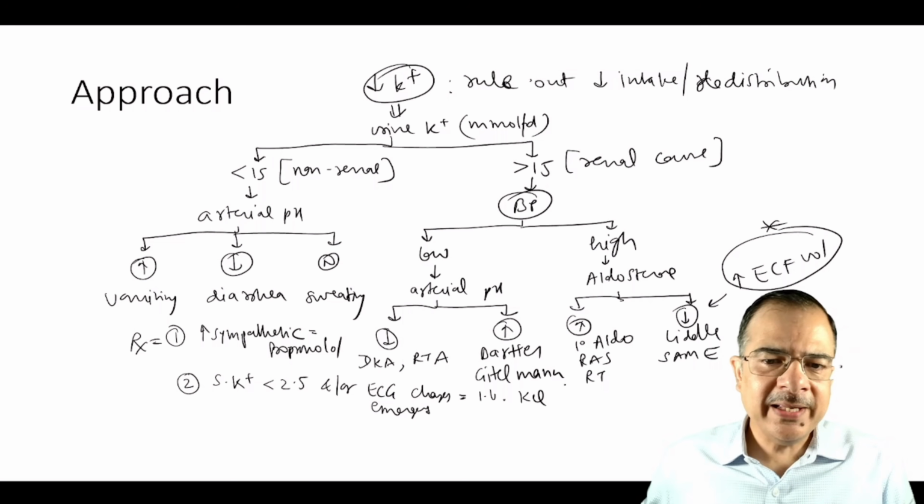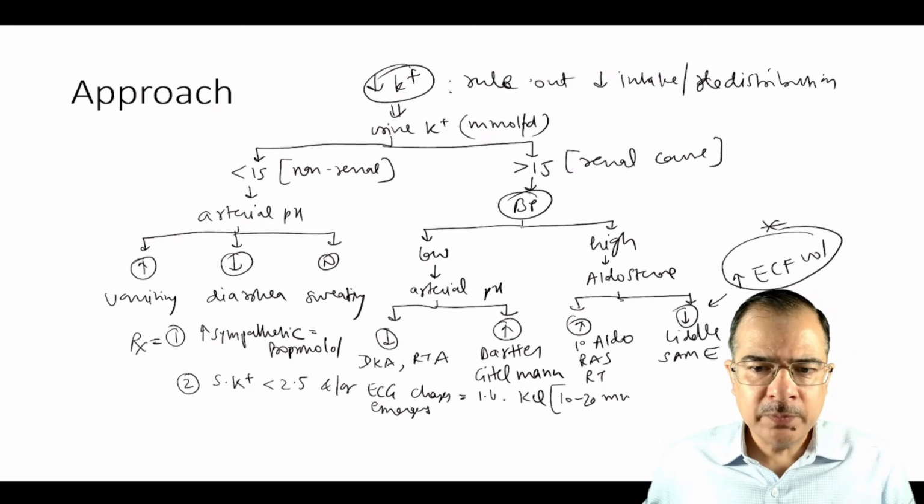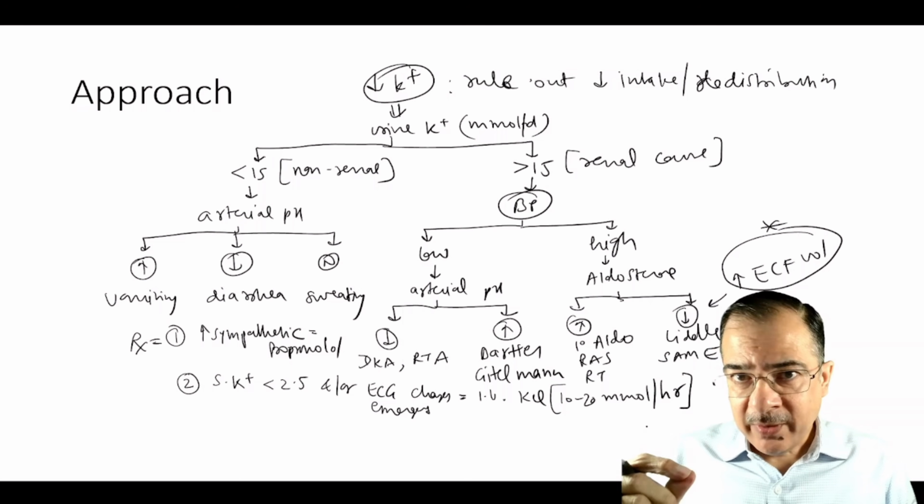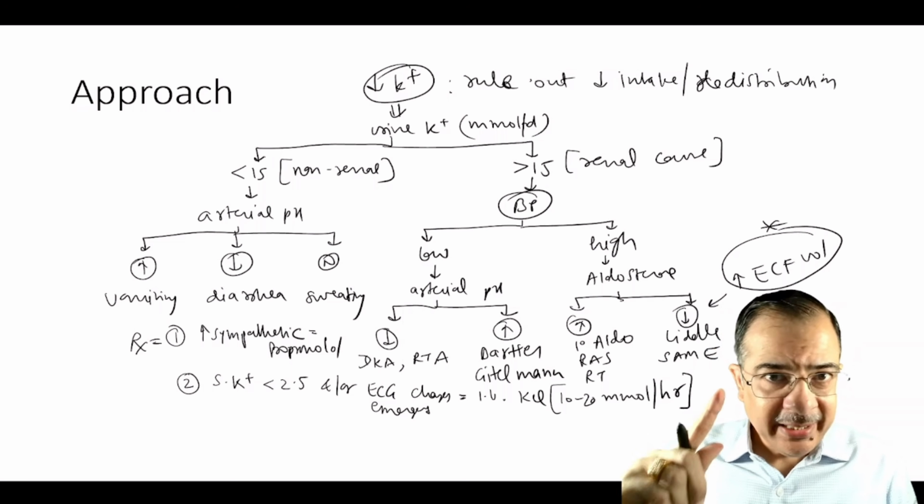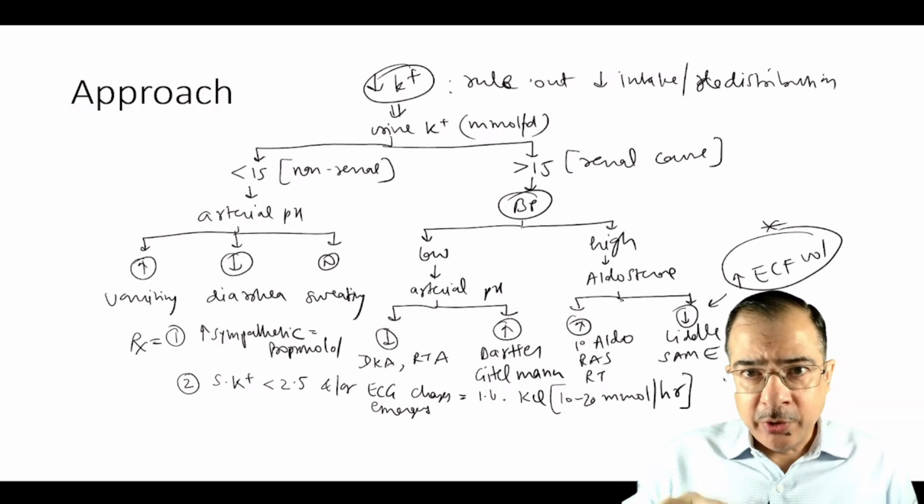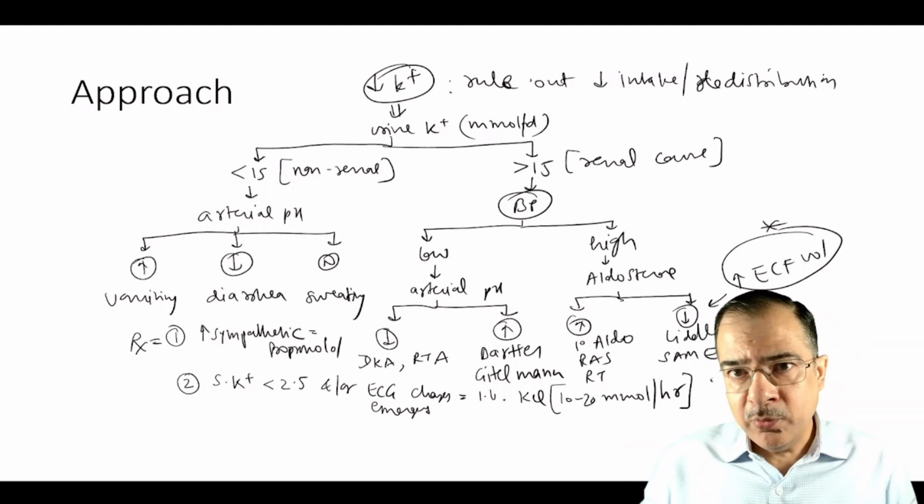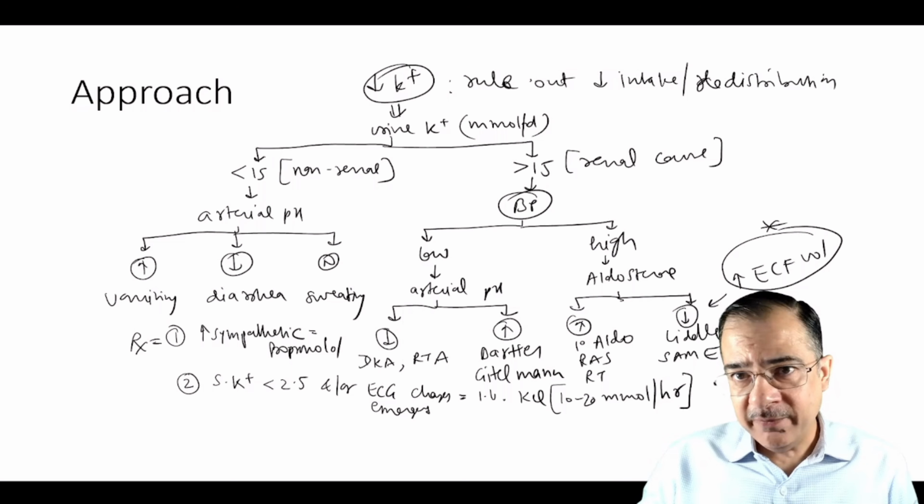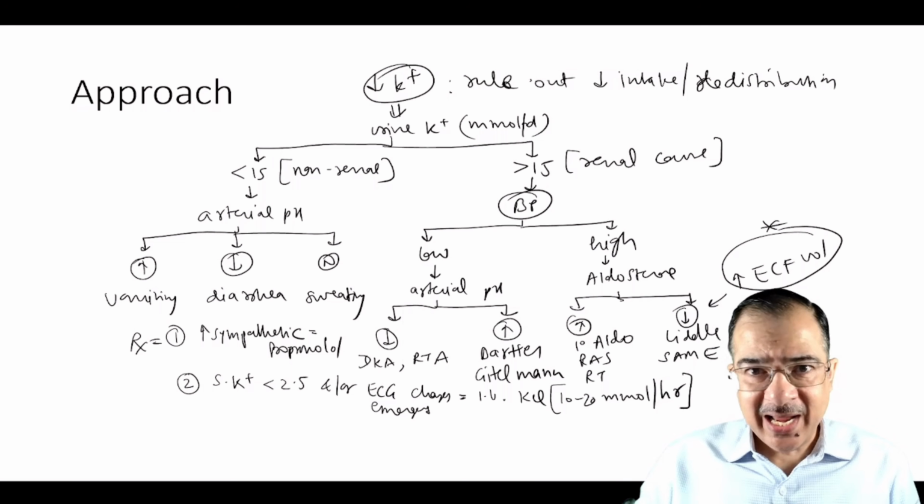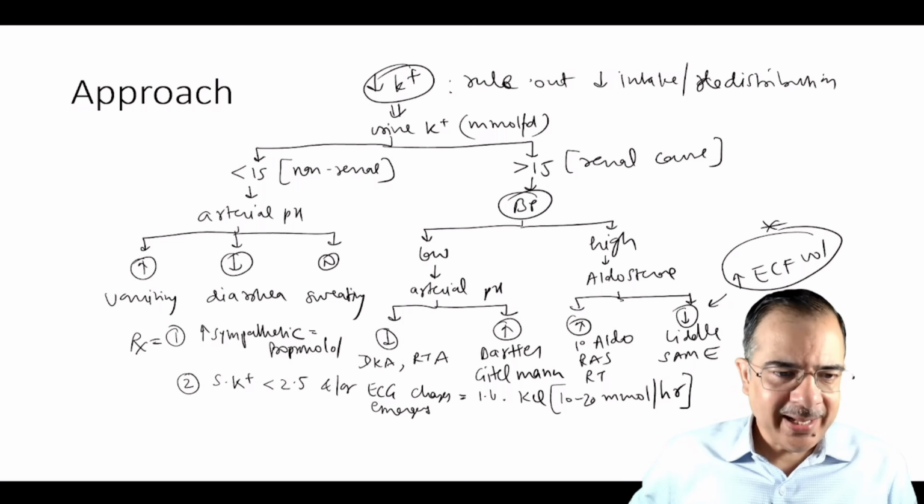Now, how to give IV KCl? It is given as an infusion, 10 to 20 millimoles per hour. And very important, after 40 millimoles has been given, check the potassium level. If you are giving 20 millimoles or more, give it through a central vein. A central line you have to use, and it should be given in saline, not in dextrose.